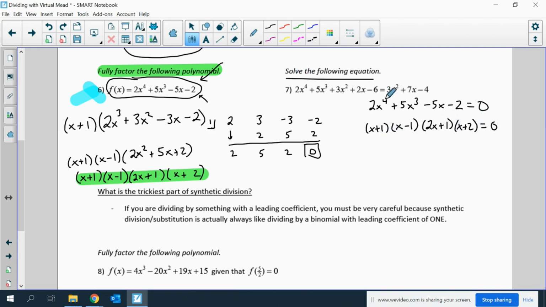If I see this, and I've already known that this factors, and I've factored it already, now I can solve this super easily. So I just set all of these things equal to 0. X equals -1, x equals 1, x equals -1/2, and x equals -2 are the 4 answers.